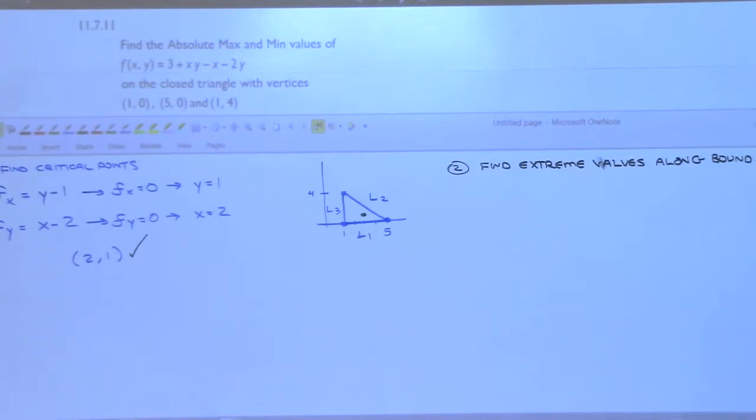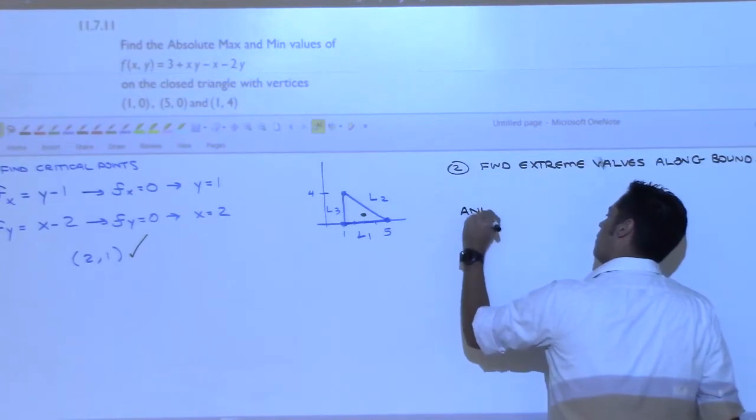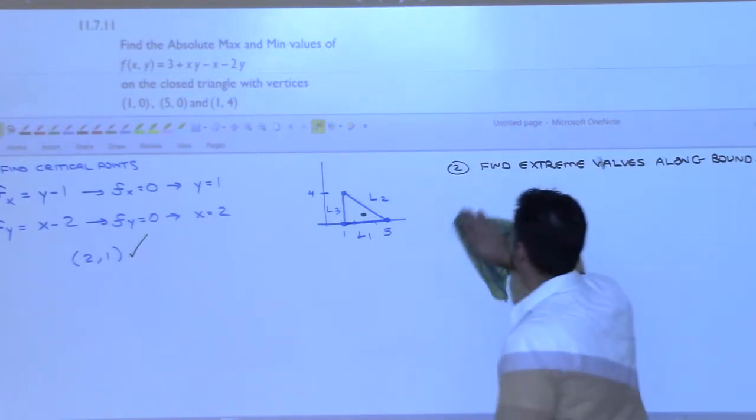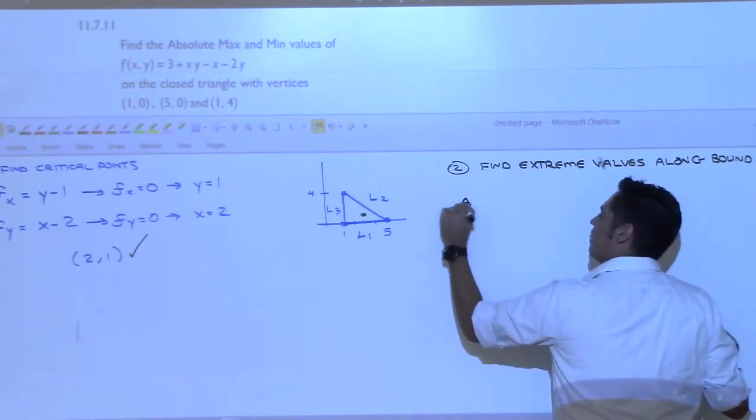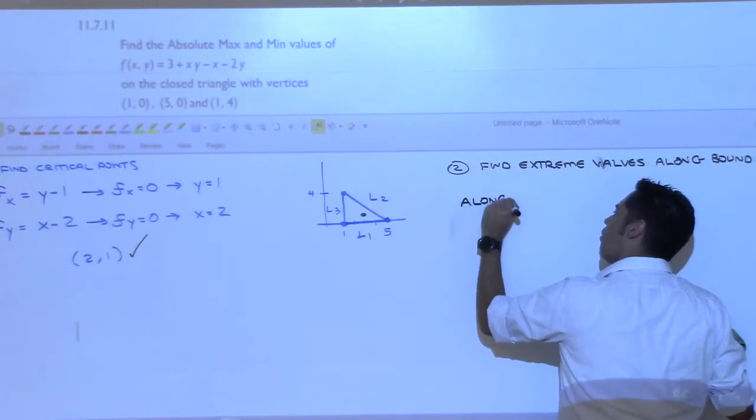So let's talk about L1 first. Along L1, God, I can't spell today. Well, I can't spell any day, but I'm having an exceptionally bad day. Okay, along L1.